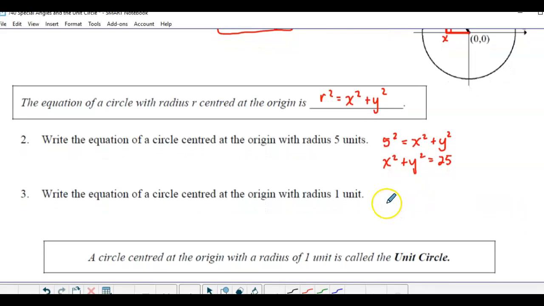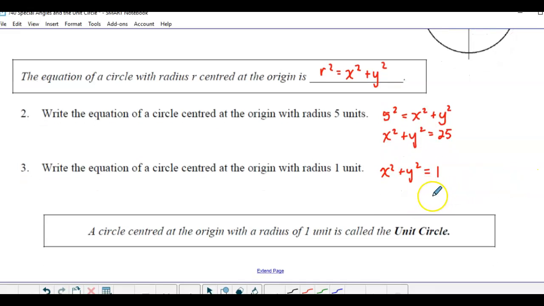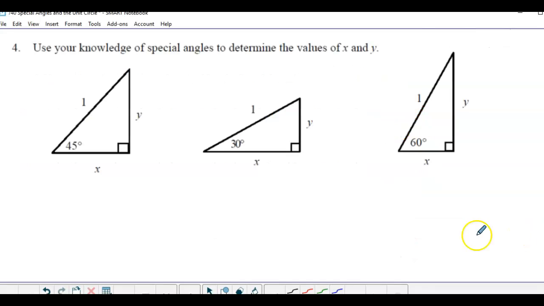Radius 1 would be x squared plus y squared equals 1 squared, which is just 1. So that's what's called the unit circle. A circle centered at the origin with a radius of 1 is called the unit circle. This kind of means 1 unit. All right, so that's going to help us a little bit.